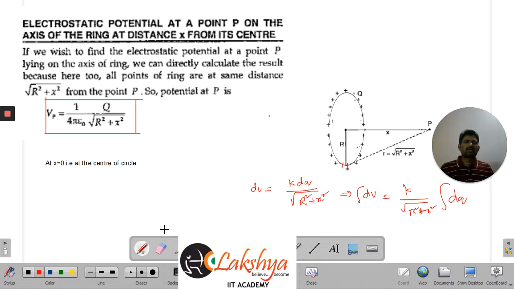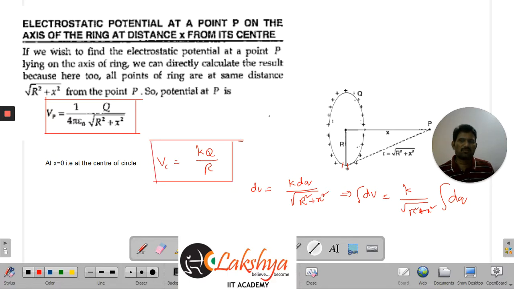And now suppose you want to calculate it at the center, then simply substitute x is equal to 0. Then we can write the potential at the center as k q by r, where k is the 1 by 4 pi epsilon naught value. So the potential at the center is given by k q by r, where r is the radius of the ring and q is the total charge distributed on it. So that is the potential due to a ring on its axis and at the center.